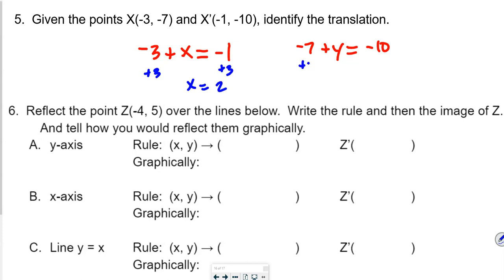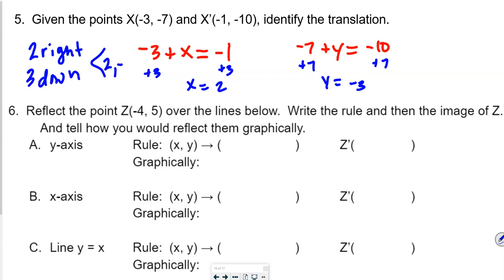And here we're going to add 7 to both sides. So y is going to be equal to what? -3. So what does that really mean? So if we were to write this, this means we're going 2 right and what? 3 down. We could write this as a vector like this, right? 2 comma -3, or as a rule. X comma y would be what? X plus 2, y minus 3. Okay? Those are the different ways you could write it.